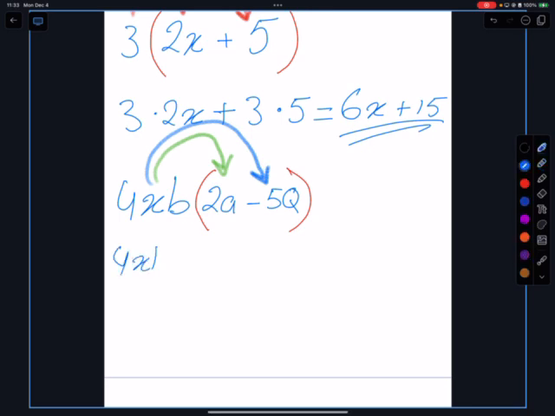So I have 4xb multiplied by 2a subtract 5q. Oh, I'm sorry, 4xb multiplied by 5q. When you get the answer, you need to put the letters in alphabetical order. So 4 times 2 equals 8. And then you have xb multiplied by a is abx. Subtract 4 times 5 is 20.